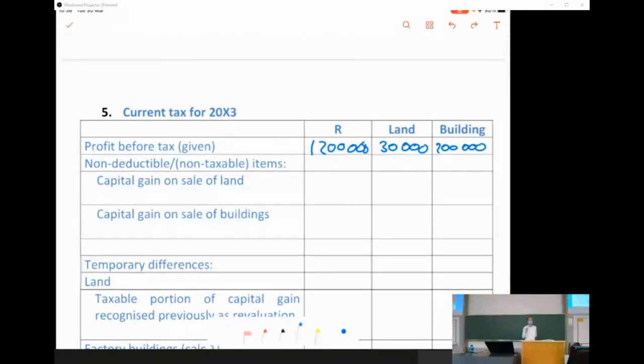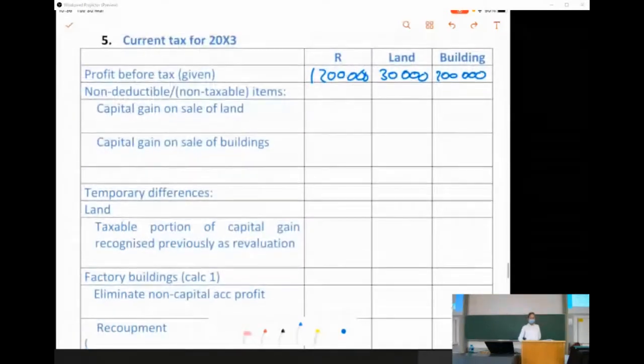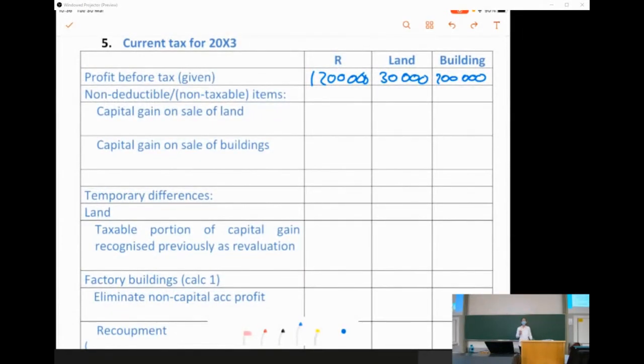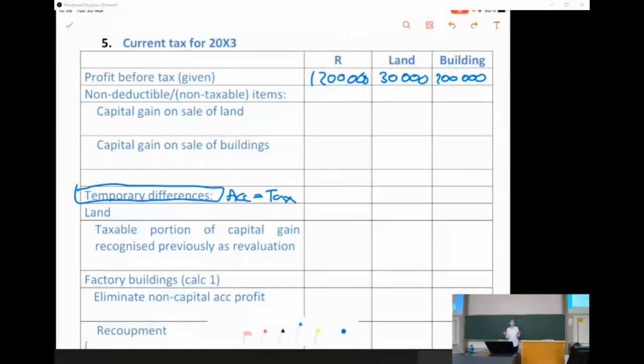Okay, so now when we do our current tax calc, remember that we said temporary differences are situations where over time my accounting is going to be the same as my tax. That's what a temporary difference is. So let's think about this capital gain that I made on the sale of the land and buildings. Are we ever going to have a situation where tax and accounting is going to be the same for that capital gain? Because think about it, for accounting purposes, we include 100%.